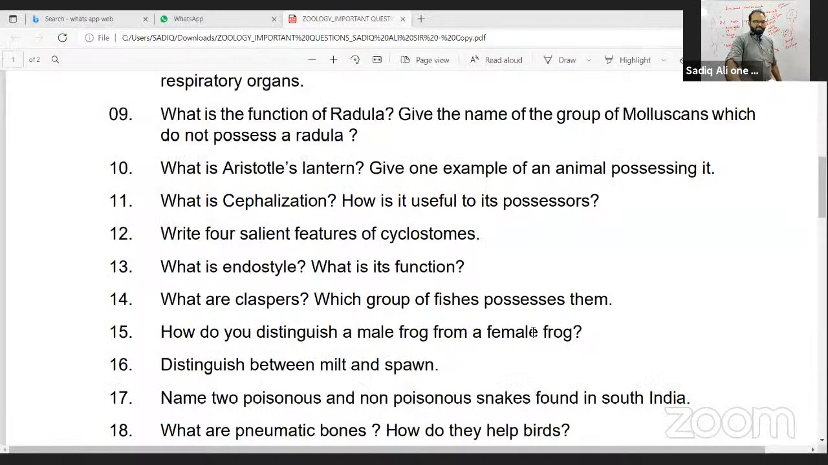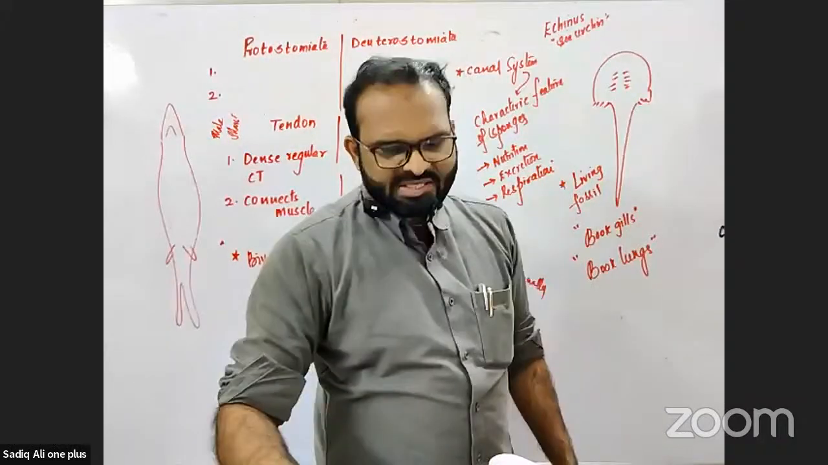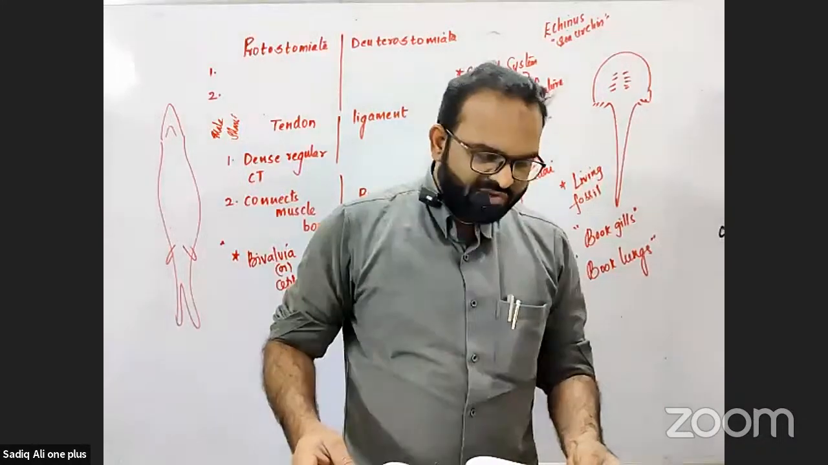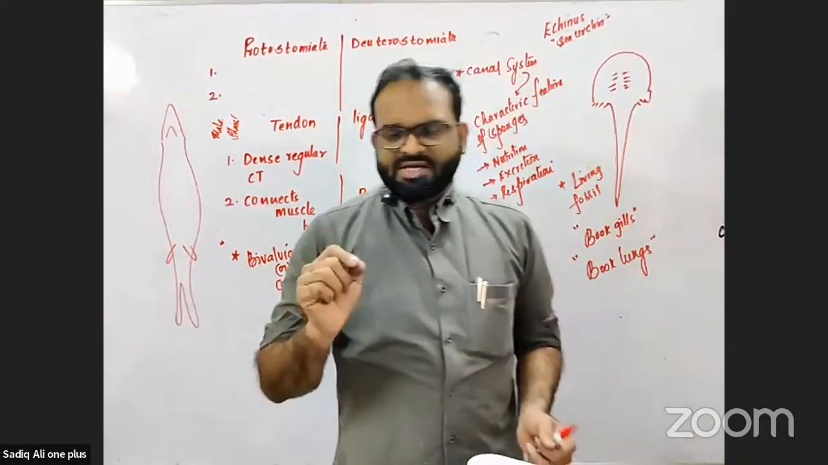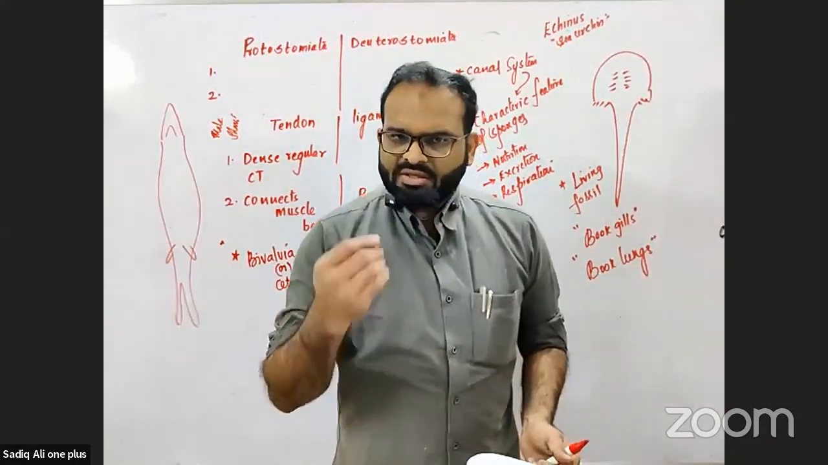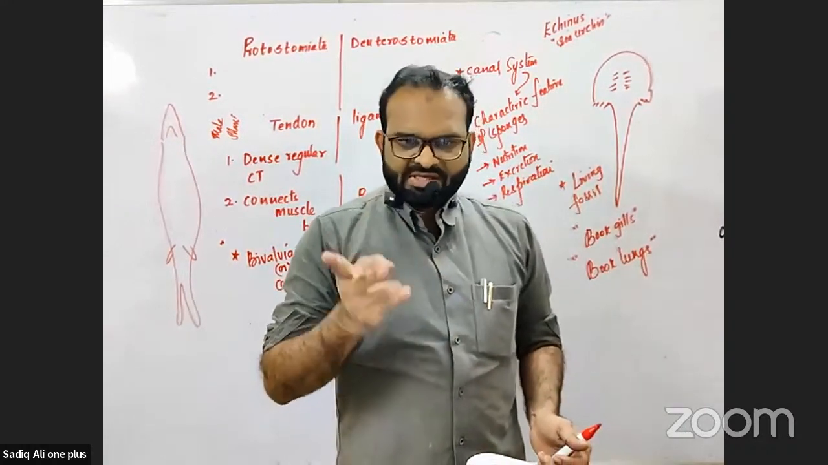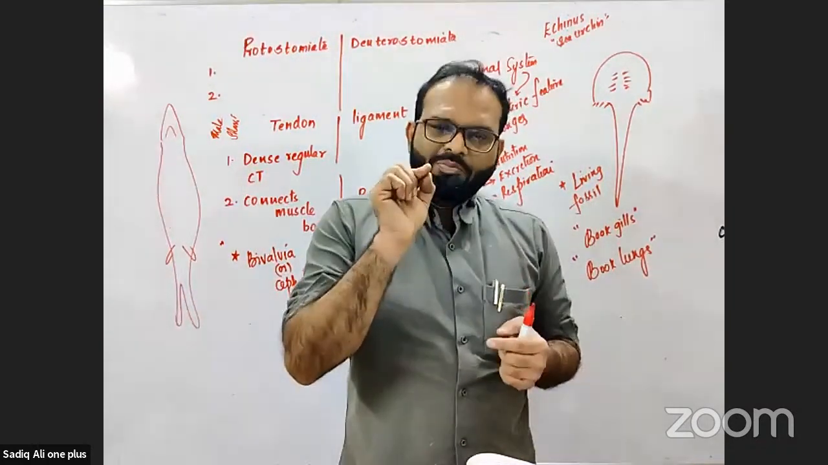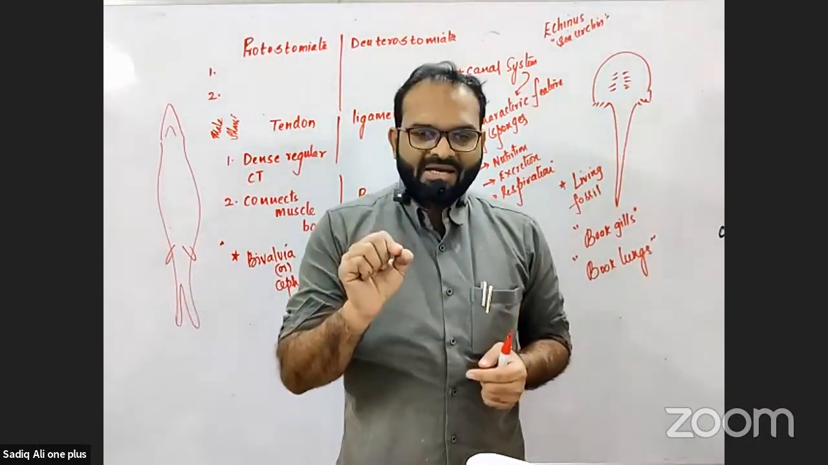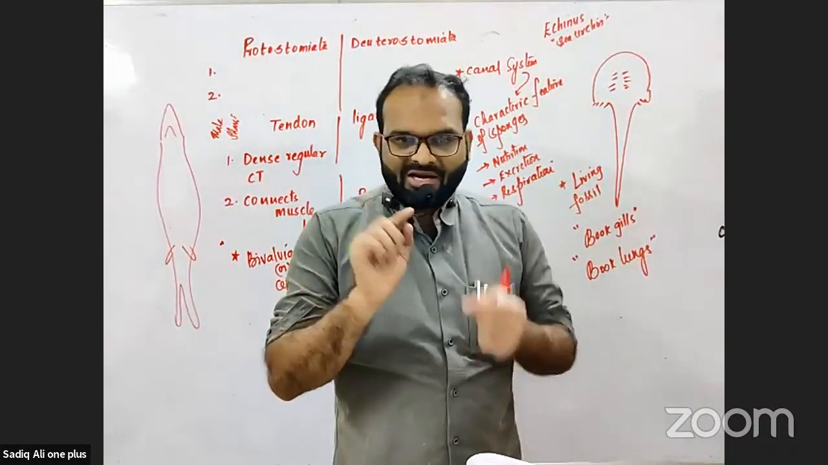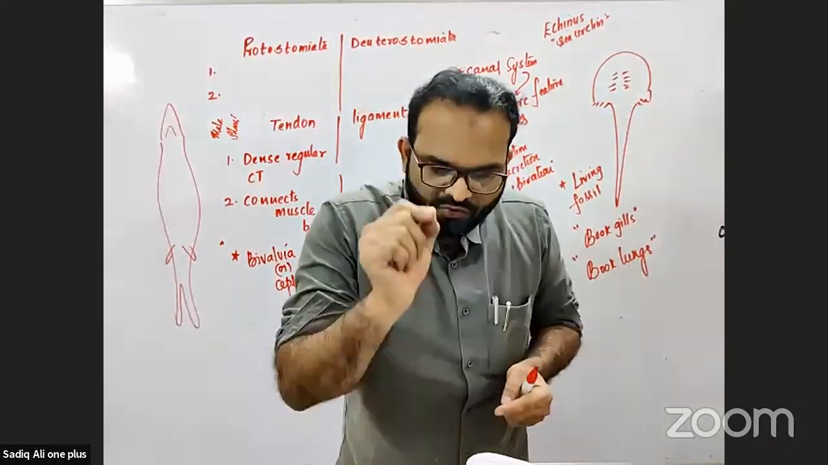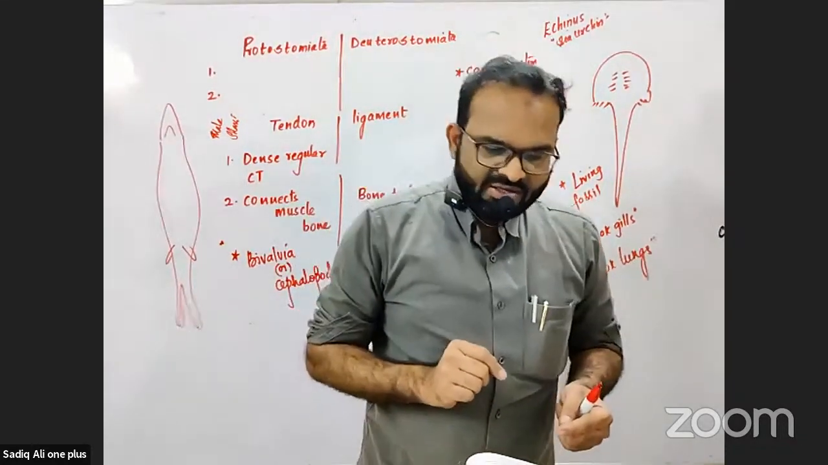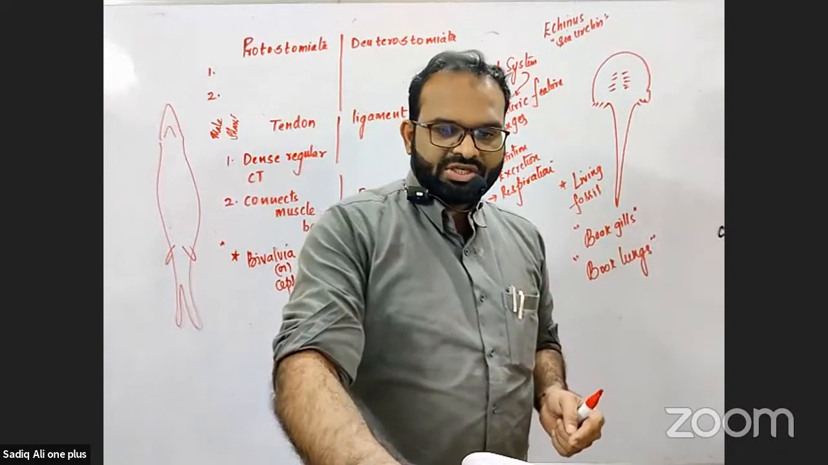Now, next, another important question. Distinguish between male frog and female frog. Again, this is a very easy question. We have learned it for NEET many times. Male frog possesses vocal sacs. Female frog does not possess vocal sacs. That is one difference. Second difference, male frog possesses a copulatory pad or amplexary pad on the index finger of the forelimb. This is the index finger of the forelimb. Is this clear?